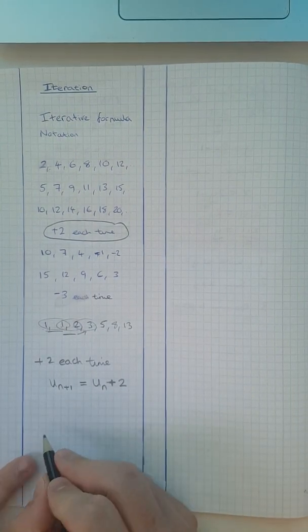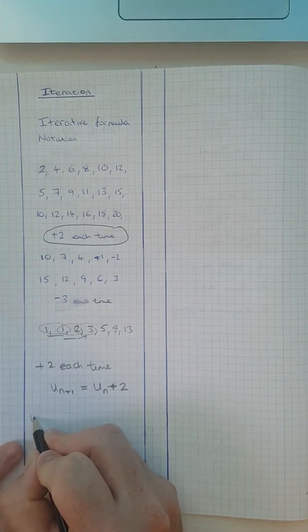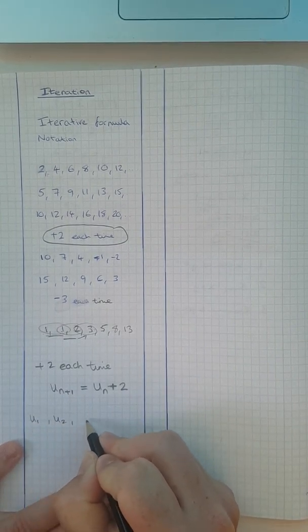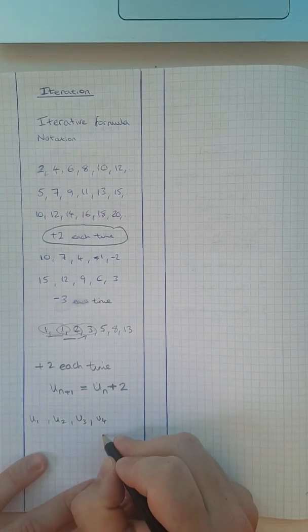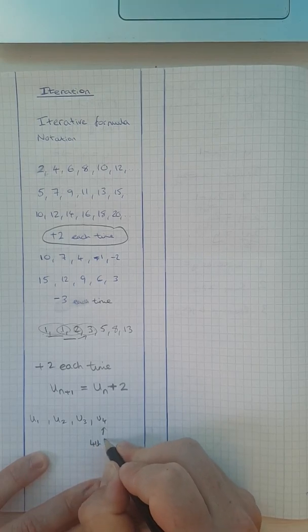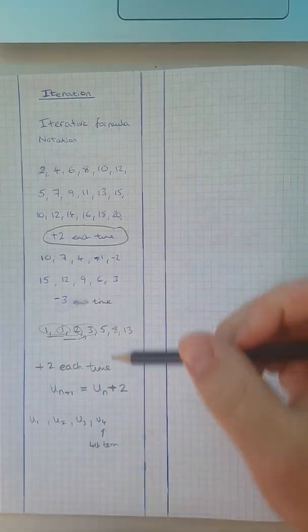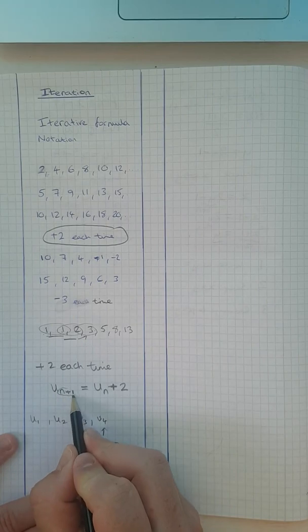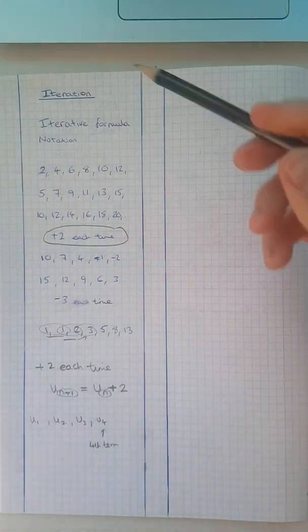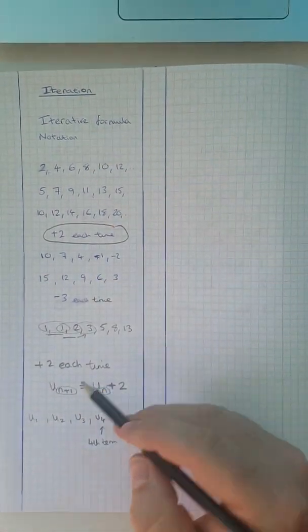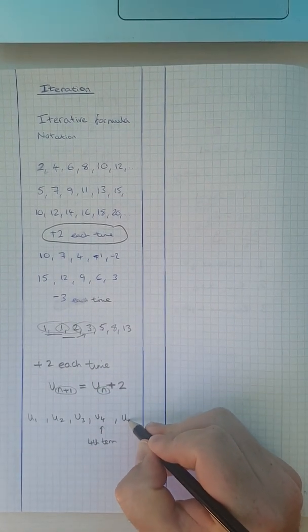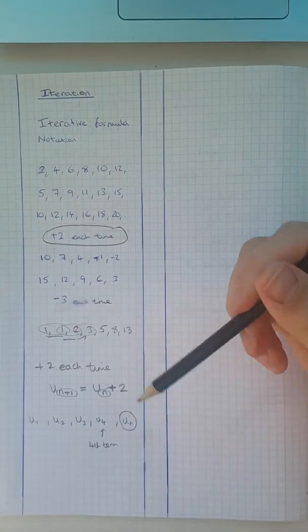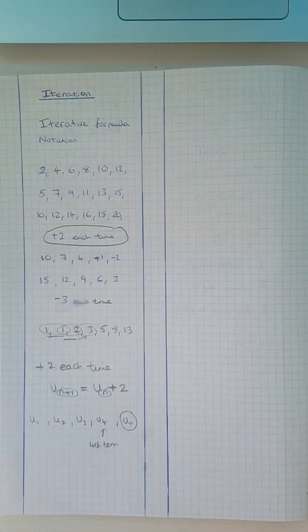Okay, U represents a term in the sequence. So U1 would be the first term, U2 would be the second, U3 would be the third, and so on. So this one here is the 4th term. Here we have Un plus 1 and Un. Now, if we have a first term, second term, third term onwards, Un would represent any term in that sequence. So any term in that sequence.